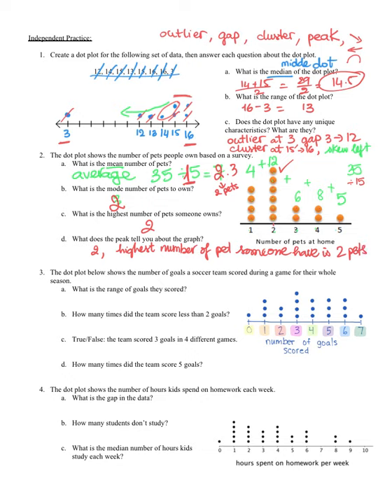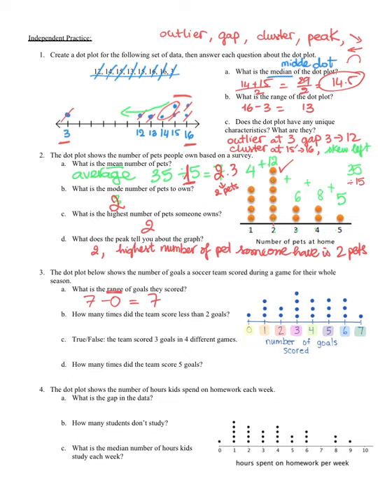Number 3. The dot plot below shows the number of goals a soccer team scored during a game for the whole season. This is the number of goals they score. Sometimes they score 0, sometimes they score 7, right? So what is the range? Highest subtract smallest. So the range from 0 to 7 is 7.